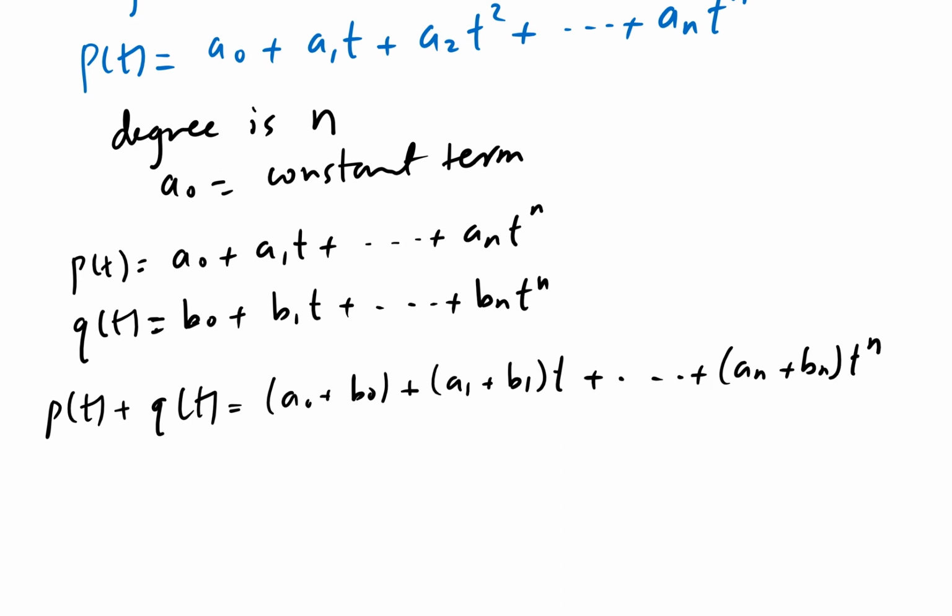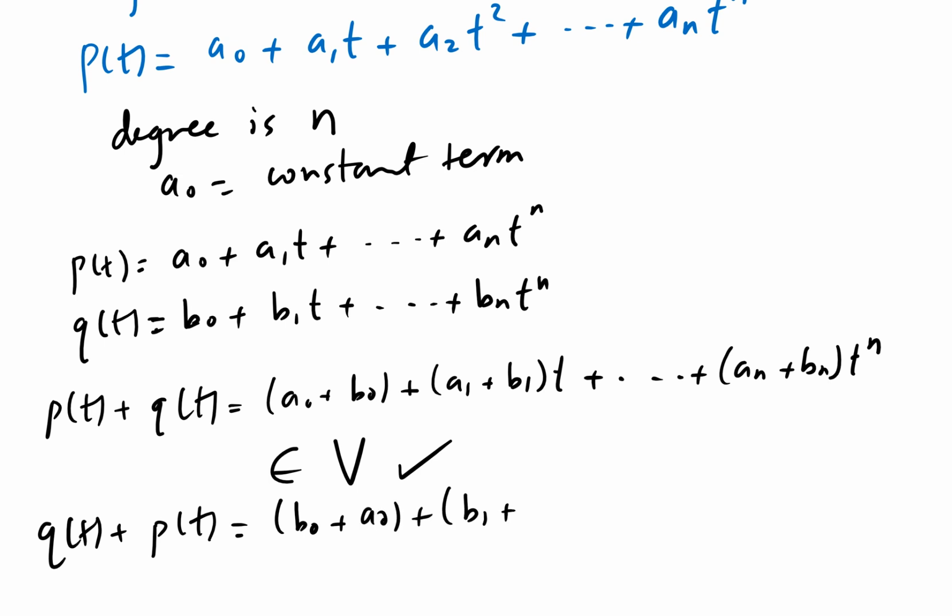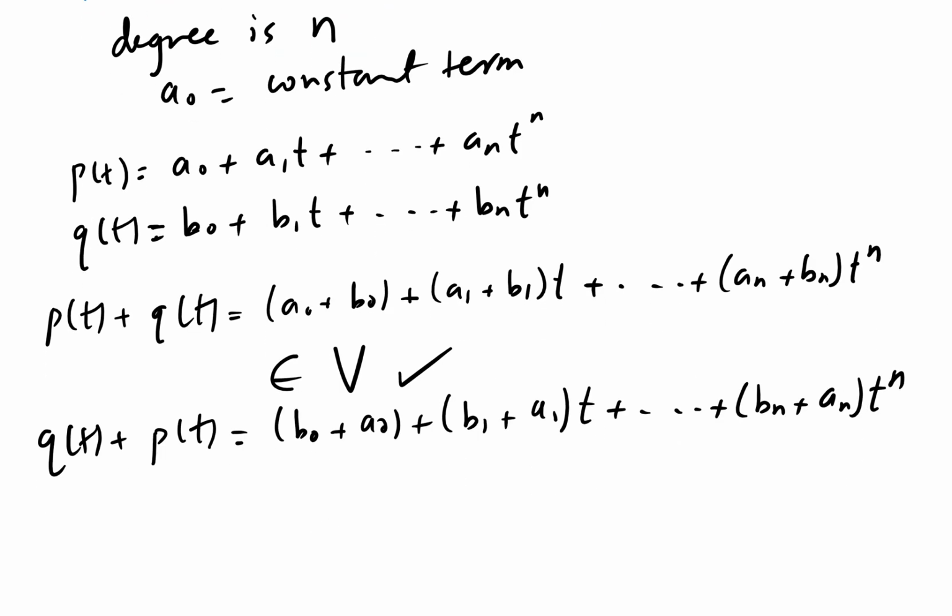Now, is this in V? Yes. It's in the form of a number plus a number times t, all the way to a number times t to the n. How about if I want to check the commutative property? I need to find q of t plus p of t. That would give me b0 plus a0, plus b1 plus a1 t, all the way to bn plus an t to the n. And these two are the same. So commutativity is fine. Associativity is the same. You can check it out. It's going to work out.